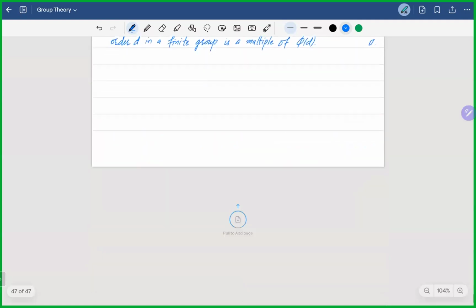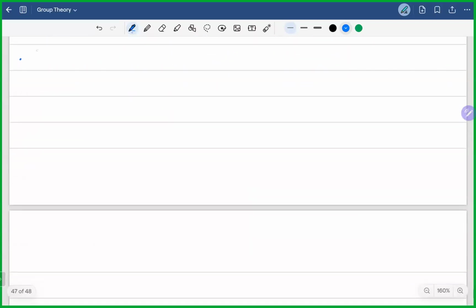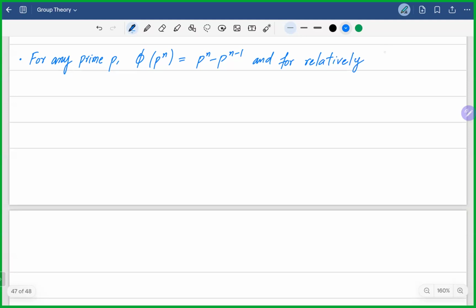So that is, you can say for any prime p, phi of p power n is equal to p power n minus p power n minus 1, and for relatively prime m and n, phi of mn is equal to phi of m times phi of n.